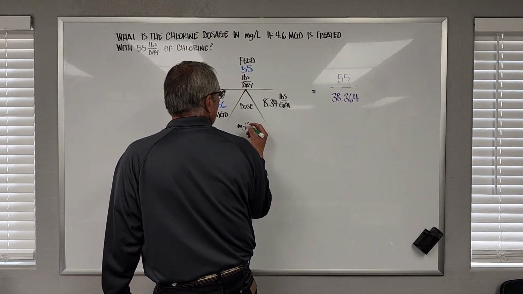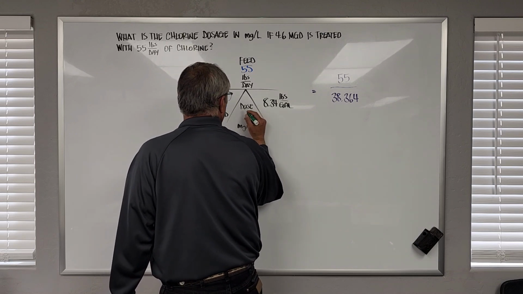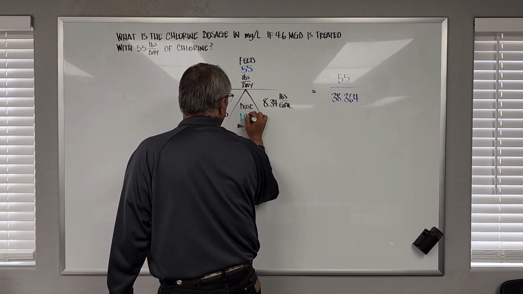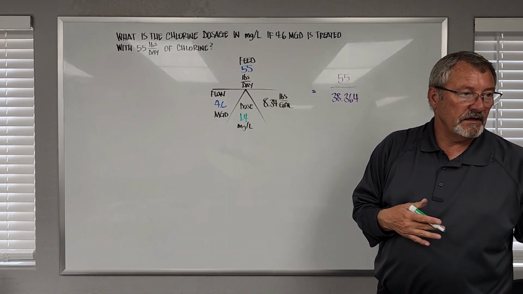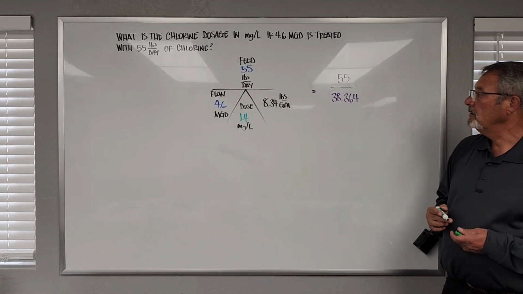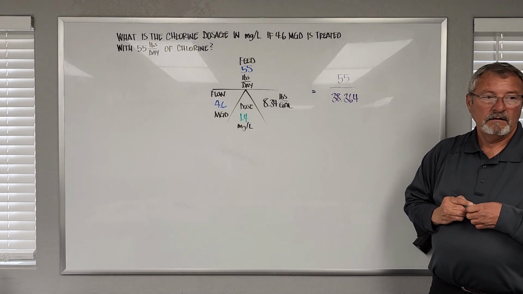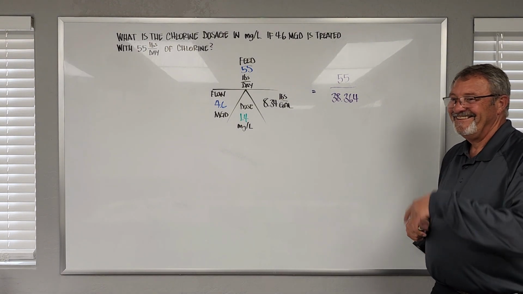I got 1.43, or 1.4, I rounded it down. Yeah, 1.4 milligrams per liter. 1.43, you rounded it down to 1.4. Either one is correct, right? That's right. I was jumping ahead.